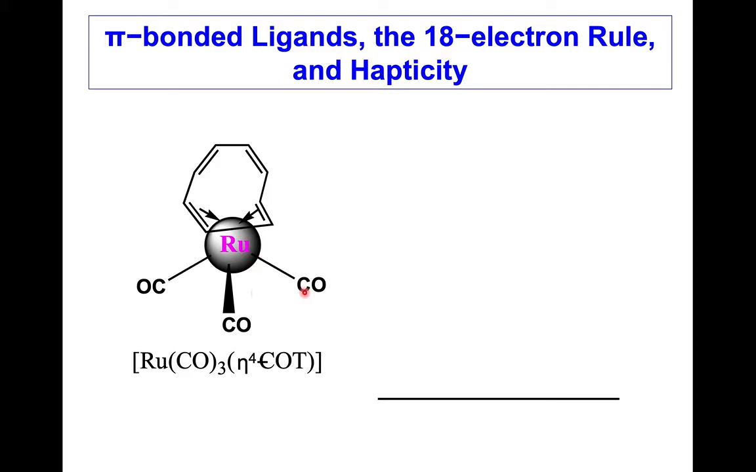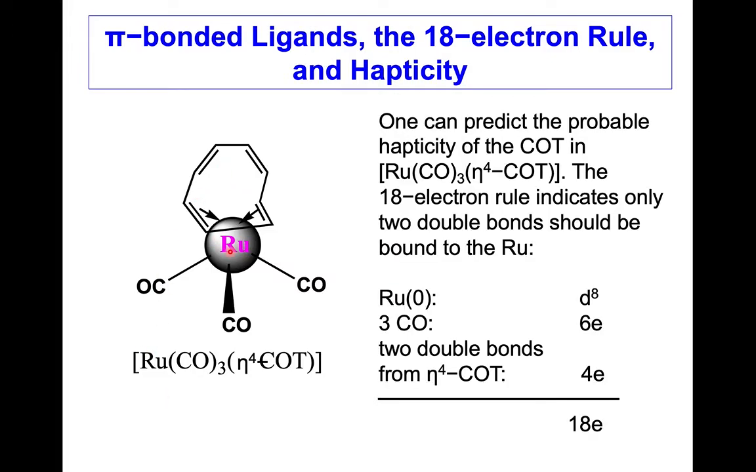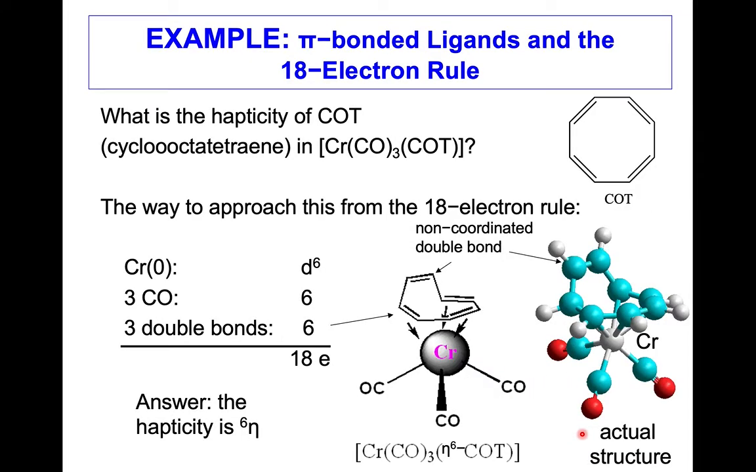So here's that ruthenium again. So the ruthenium, all the ligands are neutral. The cyclooctatetraene is neutral, and so this is ruthenium 0. Ruthenium 0 is d8. 3 COs bring 6 electrons, brings us up to 14. And here we need exactly 4 electrons. So we coordinate 2 of the double bonds, and having it η4 cyclooctatetraene brings us up to an 18-electron complex.